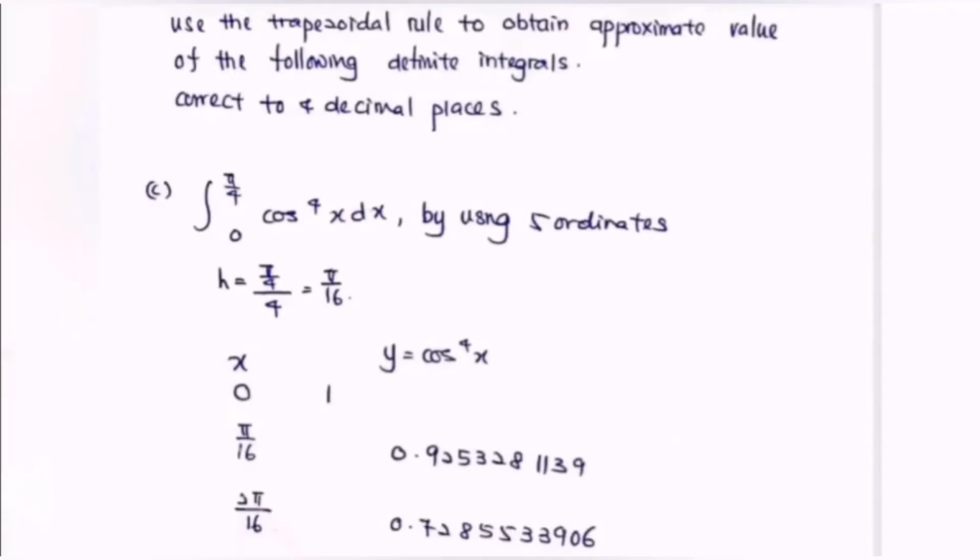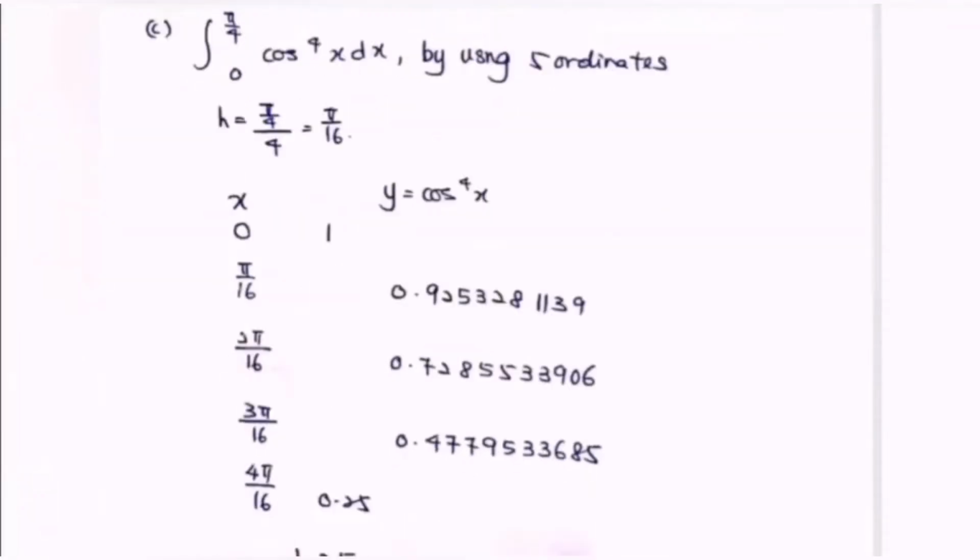Find the value of the following indefinite integral, correct to 4 decimal places. So kindly refer to the example. Given the function is cos x to the power of 4. So do remember to write down the situation where we have cos x to the power of 4.